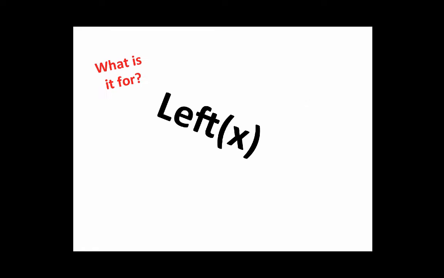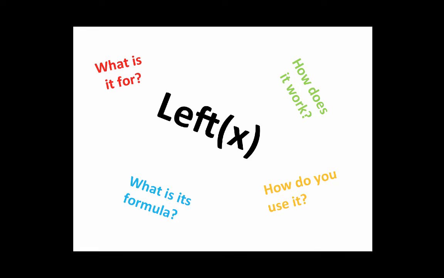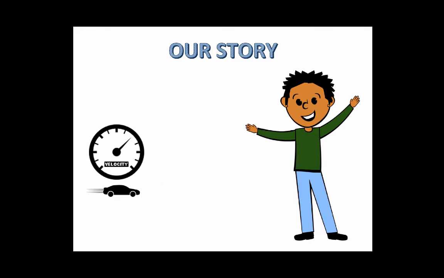Part 1. In order to explore what left of x does and how to write its formula, we will use a slightly silly story about a man called Bob. Bob loves to check the speed of his car, but he can't spend all his time doing so. So he starts a stopwatch and decides to check the velocity every few minutes.